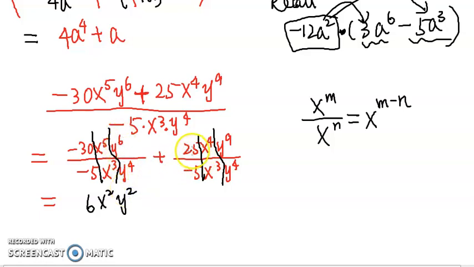Now we do the second one. 25 divided by negative 5, it's a negative 5. Notice that I omitted the plus sign. You can put a plus sign there, but a plus negative 5, the plus sign can be omitted. So you can just write down minus 5. x to the fourth divided by x cubed, that gives us x to the first, 4 minus 3. And then y to the 9th divided by y to the 4th, that gives us y to the fifth. And they are not like terms because the variables don't match and we cannot combine them any further. So we will just leave it as the answer.